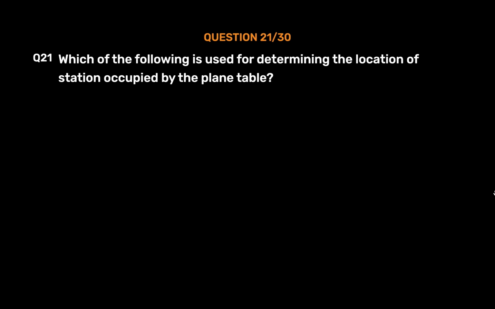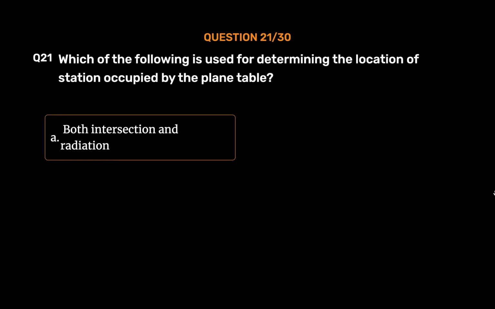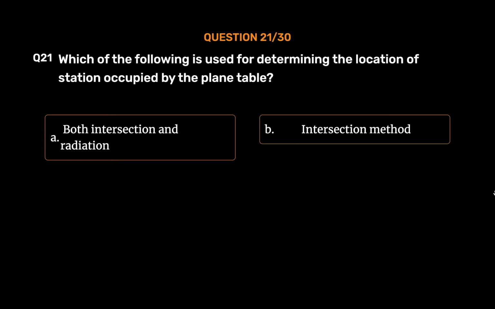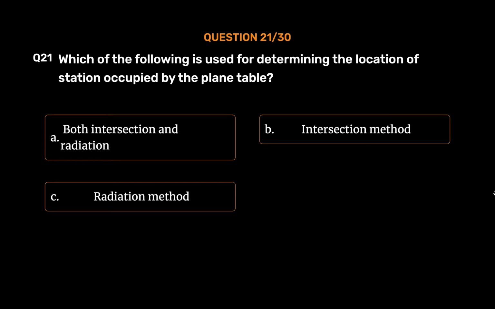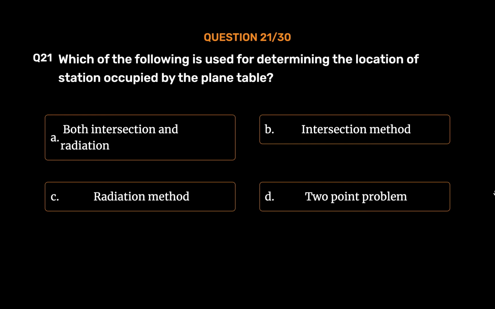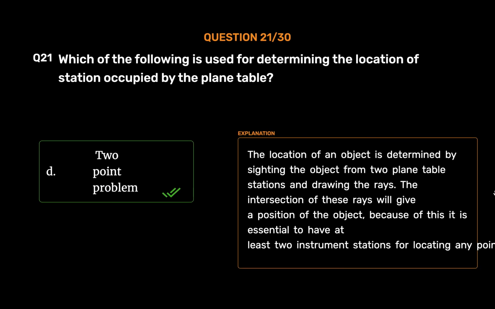Question number 21. Which of the following is used for determining the location of station occupied by the plane table? Option A, both intersection and radiation. Option B, intersection method. Option C, radiation method. Option D, 2-point problem. The correct answer is option D, 2-point problem. The location of an object is determined by sighting the object from 2 plane table stations and drawing the rays. The intersection of these rays will give a position of the object. Because of this, it is essential to have at least 2 instrument stations for locating any point.